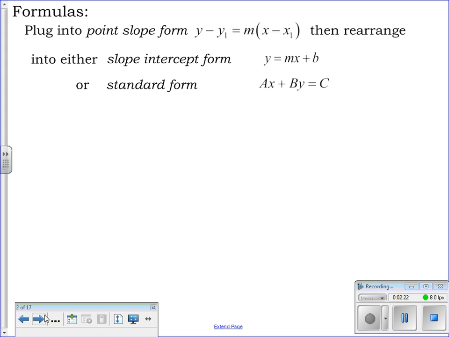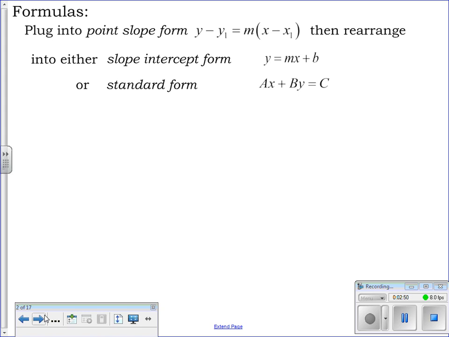If you're trying to write the equation of a line, you need three things. You need an x-coordinate, a y-coordinate, and a slope. Plug in your x-coordinate, plug in your y-coordinate, plug in your slope. Rearrange as required. Sometimes you rearrange, sometimes you don't. It all depends upon what's going on. And rearrange as required. But for the most part, you start with that.